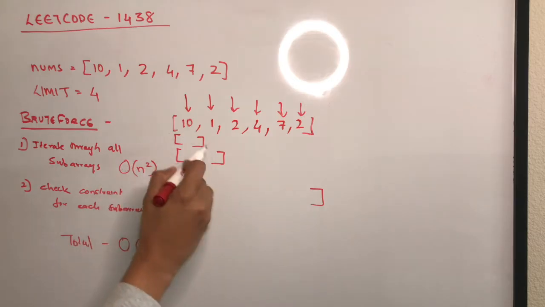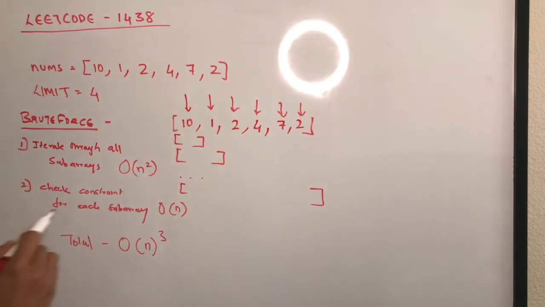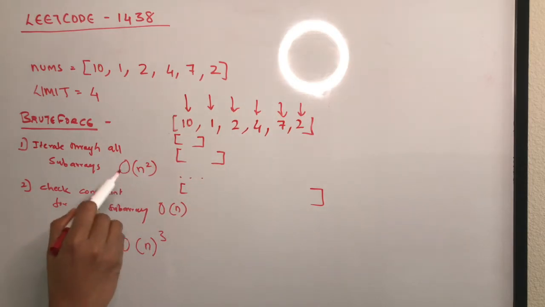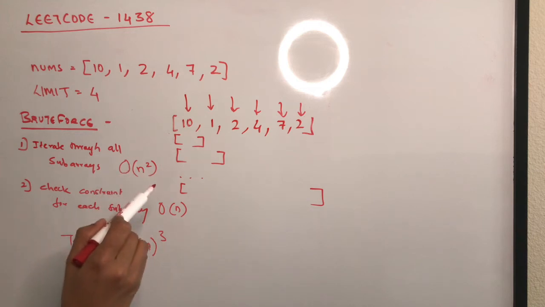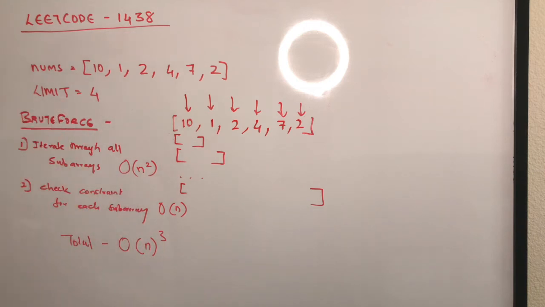Once we find all these subarrays, the second step would be to check whether the difference between any two elements within that subarray is less than or equal to the limit, and that is going to take O(n) time. So the total complexity comes to O(n^3), as I mentioned earlier.